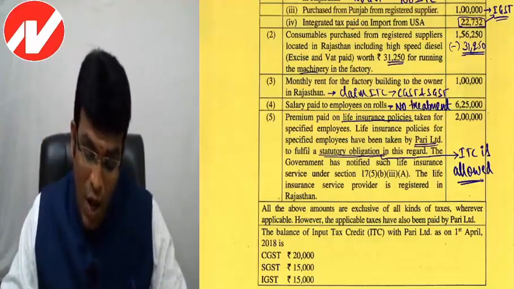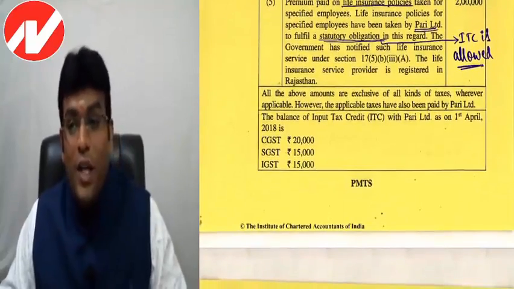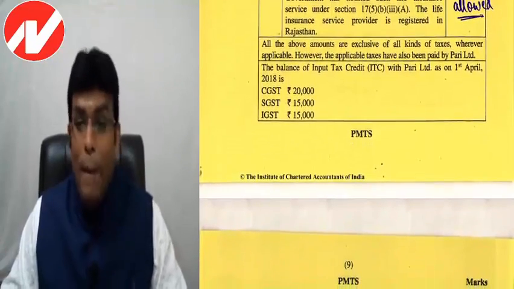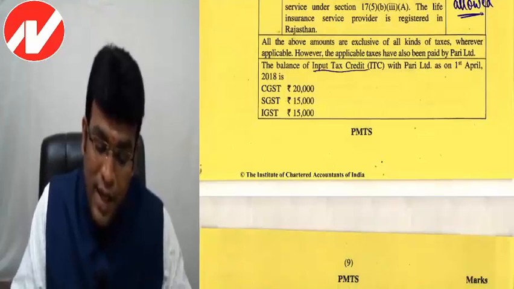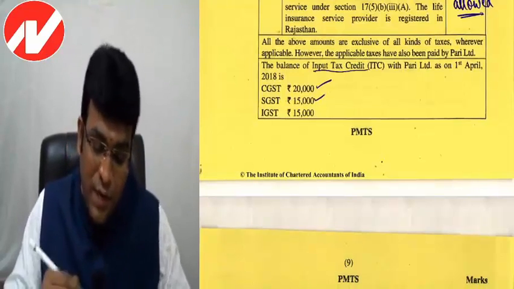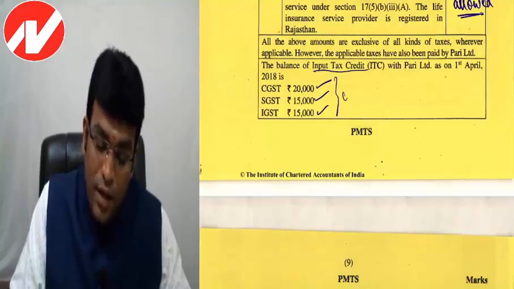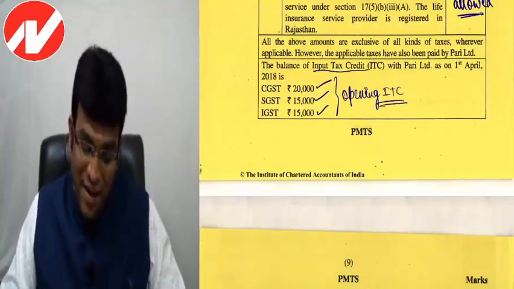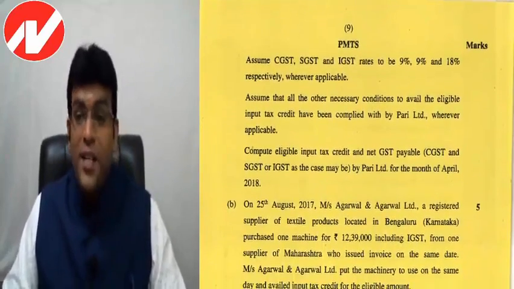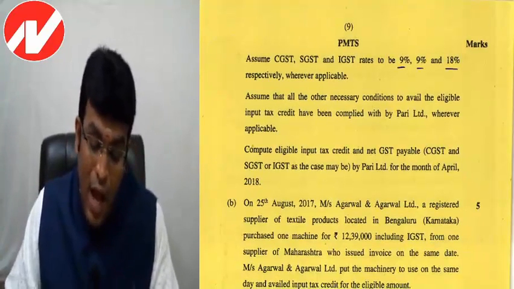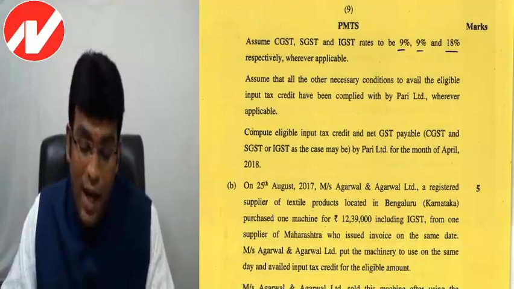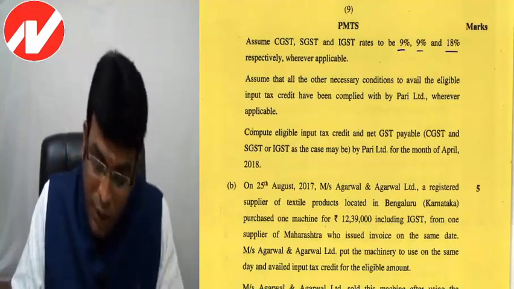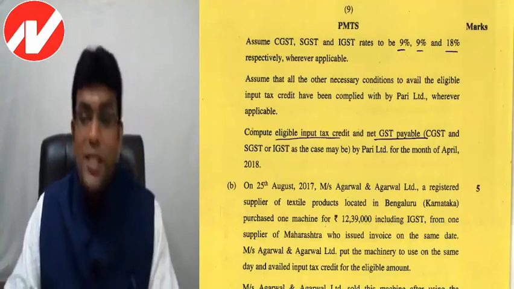Then all the above amounts are exclusive of all kinds of taxes, whenever applicable. However, applicable taxes have also been paid by Pari Limited, and the balance of ITC is CGST 20,000, SGST 15,000, IGST 15,000. This is basically like my opening input tax credit. Assume CGST, SGST, IGST rates to be 9, 9, 18. Assume all necessary conditions to avail eligible input tax credit have been complied with by Pari Limited wherever applicable. Compute eligible ITC and net GST payable.